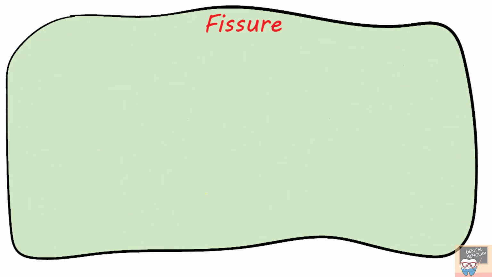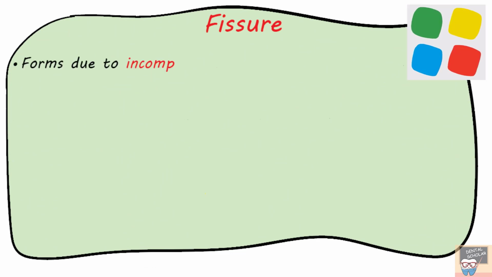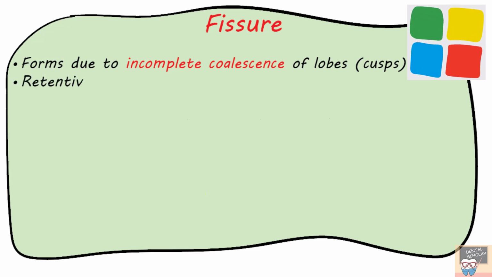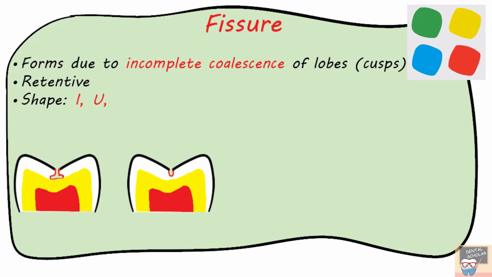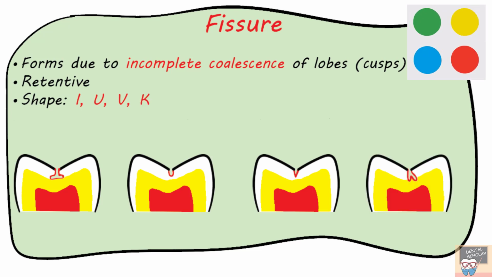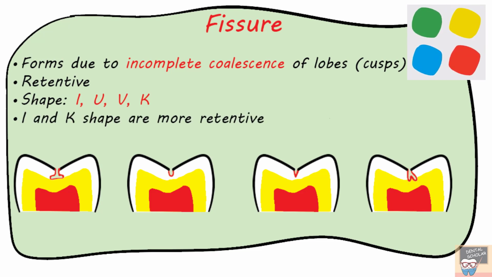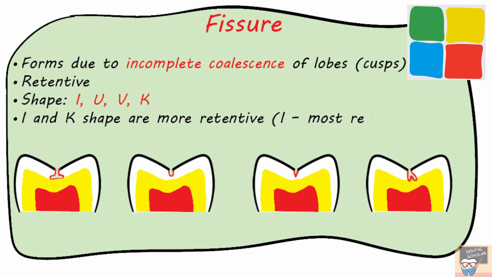Let's now go to fissures. A fissure forms due to incomplete coalescence of lobes, as I have already told you. Due to incomplete coalescence, the fissures are retentive and they become the primary site for initiation of caries. A fissure may have different shapes in cross section, and these shapes may resemble I, U, V or K alphabets. Of these, the fissures that are shaped in I and K are more retentive, and the one with I form is most retentive.